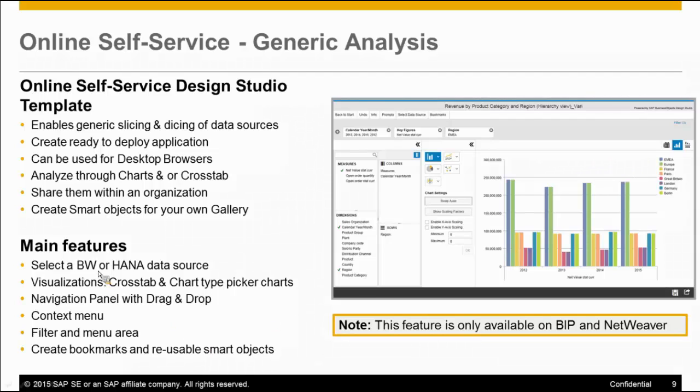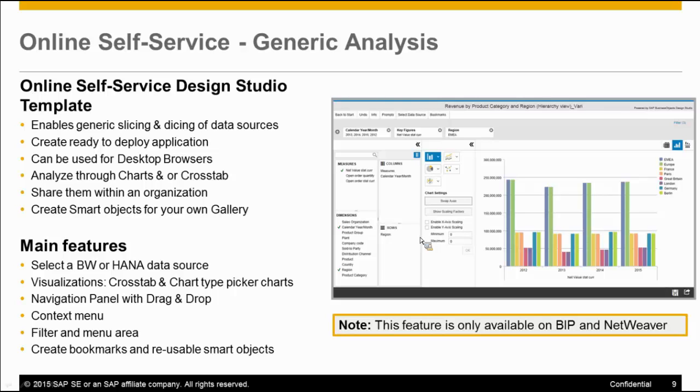So the main features, as I mentioned, you can assign a BW or a HANA data source, and the cross tab and a chart are already available. And if you want, you can change the chart type, because we have this new chart picker which has a variety of charts available. So you can pick whatever chart fits you, and then create that particular chart in your template. And then you also have the navigation panel, listing all of your dimensions and measures. You can pull your measures and dimensions into the respective rows and columns.